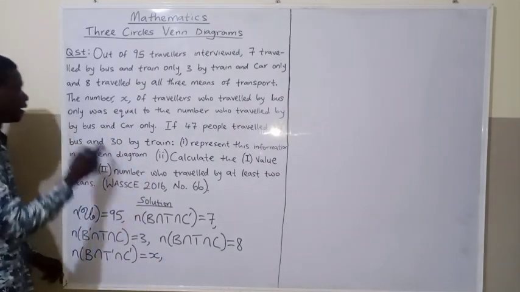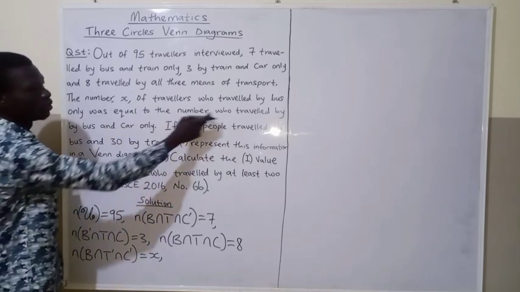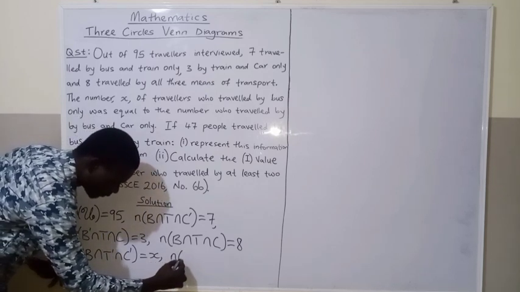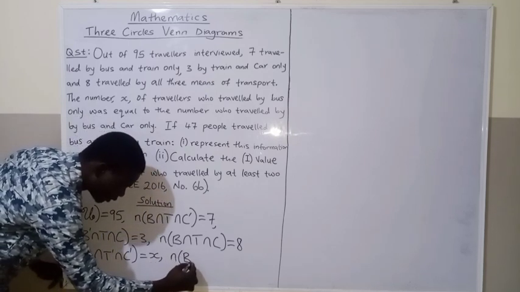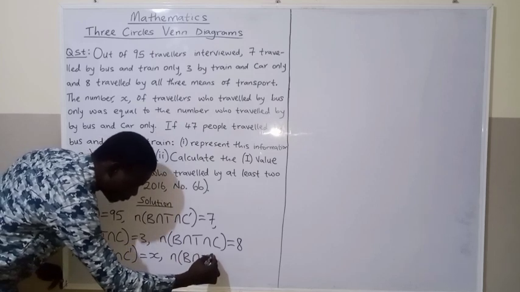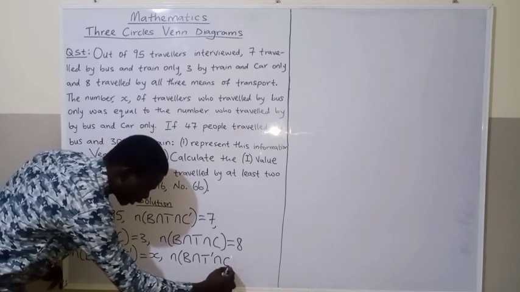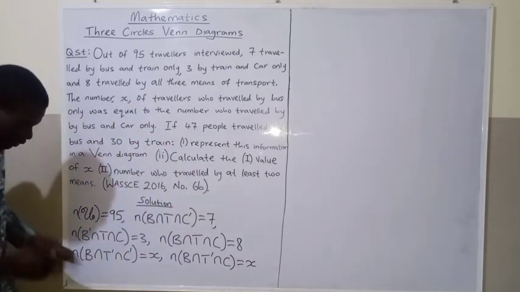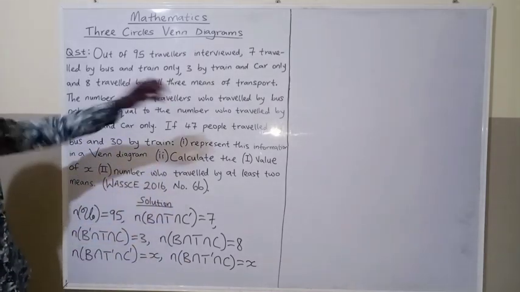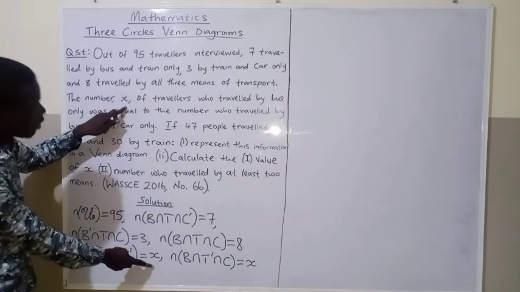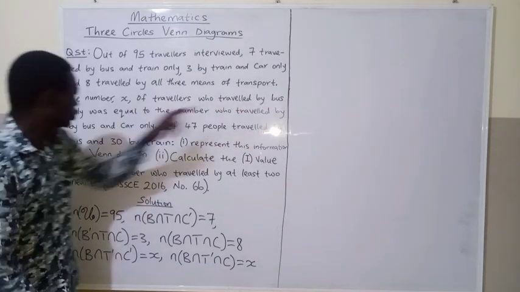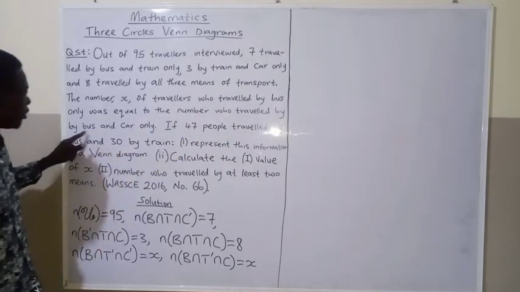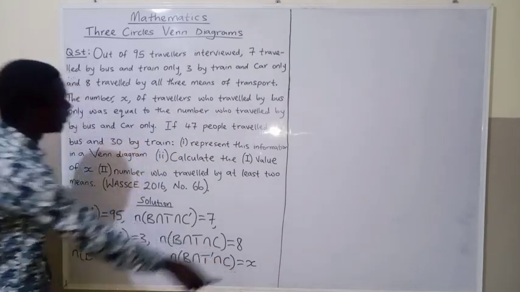And this same number was equal to the number who traveled by bus and car only. So the representation for bus and car only is bus intersection train prime intersection car, and they are also equal to X, because the question says these 2 are equal. The number X of travelers who traveled by bus only was equal to the number who traveled by bus and car only. Bus and car only, and the X is the same.